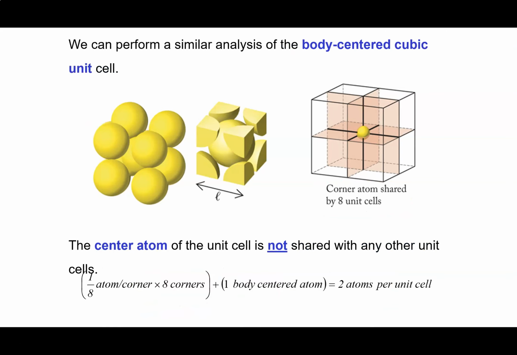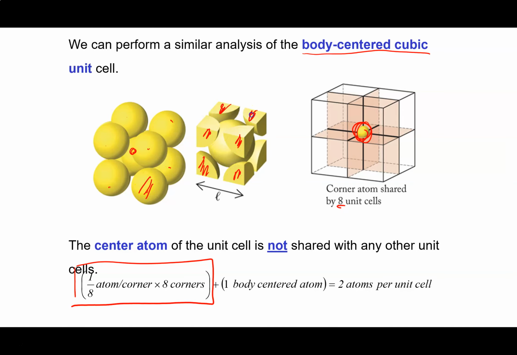So let's do the same thing now for the body-centered cubic unit cell. In the body-centered cubic unit cell, you have an atom centered at every corner, and then you have one atom right in the middle of the unit cell. So it looks like this, right? We know that an atom at the corner is going to be shared by 8 unit cells, and that there are 8 corner atoms. So we get 1/8 of an atom for every corner, multiplied by 8 corners. That tells us how many atoms we get just for the corners.